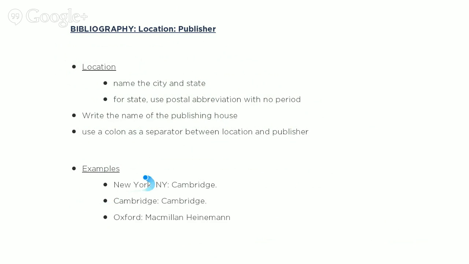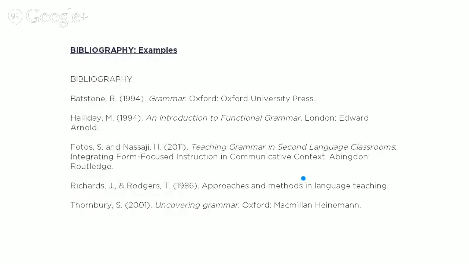Well, here we have New York. That would be the city. And NY would be the abbreviation of the state, colon, publisher, in this case, Cambridge. Here we have another one, Cambridge, colon, Cambridge. Turns out that Cambridge is a city in the UK, but there is no state, so we don't put it. But there is also a publisher called Cambridge, so that's why you have that repetition right there. One is the city, the other is a publisher. Another one here is Oxford, no state, Macmillan Heinemann. That's the publisher right here. That's the location right there. So that's how you add that final element to the book listing in your bibliography. Right. So let's see here some practical examples of that.